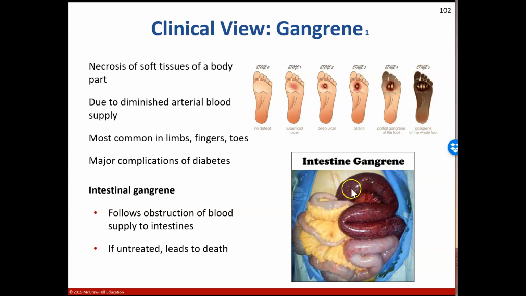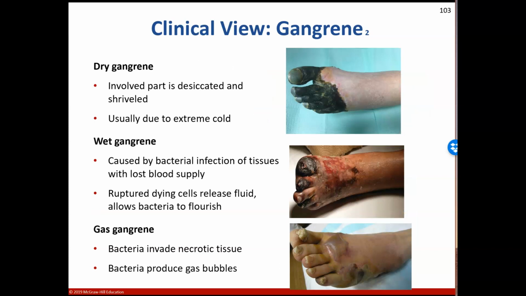We can also have an intestinal gangrene, in which we are going to see an obstruction of blood supply to the intestines, and so our intestinal tissue is going to start to die, and this can lead to death. And here there are different types of gangrene. We have dry gangrene, which is pictured over here. This involves desiccated, meaning dried out and shriveled tissue. It's usually due to extreme cold. So you might know this as frostbite.